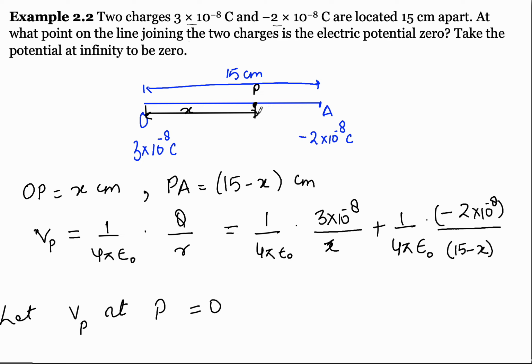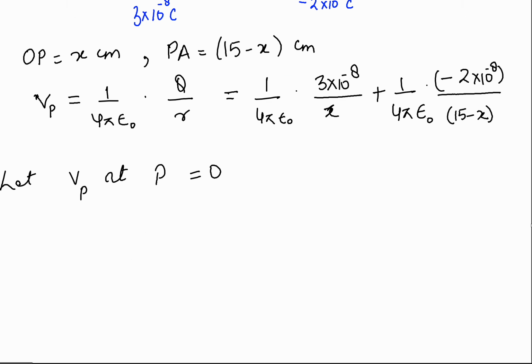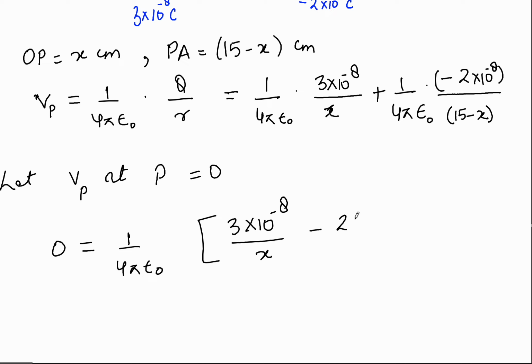Let's say at P it is 0. So what is going to happen? Let's solve. On the left hand side it will be 0, as potential at P is 0. This is constant. I'm going to take it as common, 4 pi epsilon naught, and inside the bracket we will get 3 into 10 raised to the power minus 8 divided by x, minus (this minus sign will come out) 2 into 10 raised to the power minus 8 divided by 15 minus x.